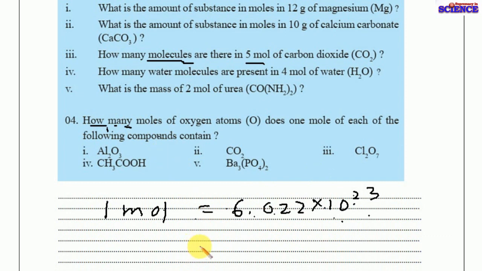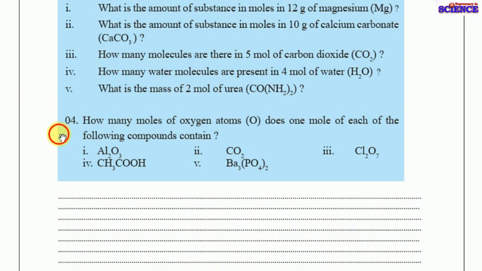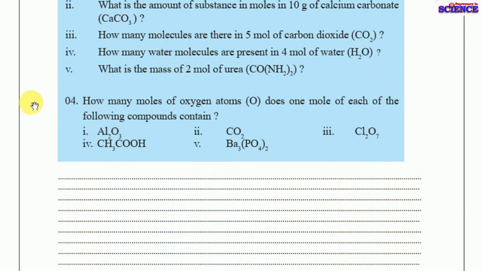So the answer will be 5 times 6.022 times 10 to the power 23. You can keep it like that. You don't need to solve this and get 30 point something. No need to solve. Solving is not giving you another step mark. The student should just know the relationship. That's all. So let's try question number 4. Pause the video and you can try it.